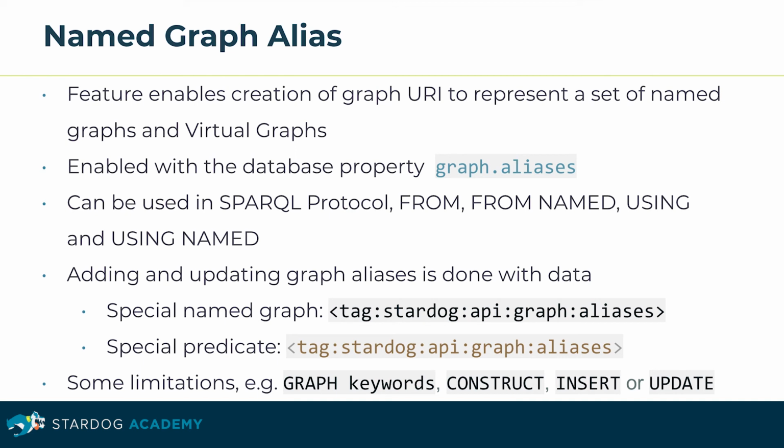We cannot use a named graph alias in a GRAPH keyword, a CONSTRUCT, INSERT, or UPDATE, and we cannot create an alias that is a composite of other aliases. Some of these restrictions may be removed in a future release of Stardog. That is to be determined.